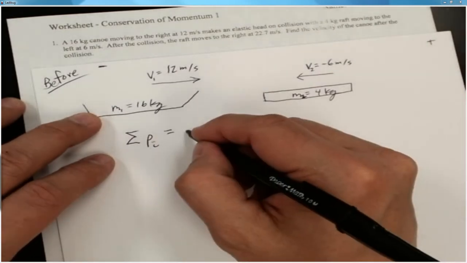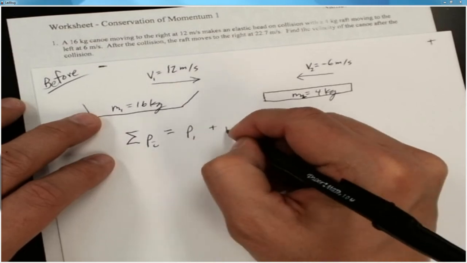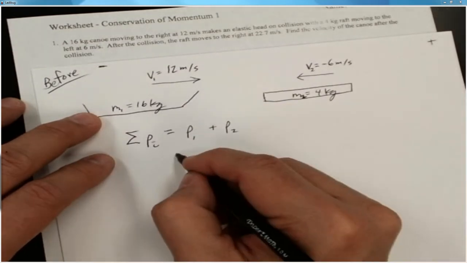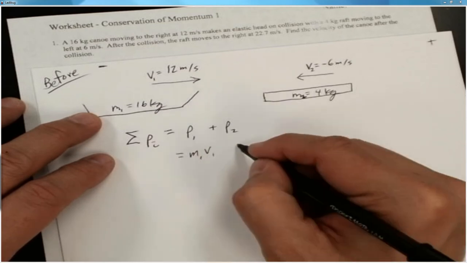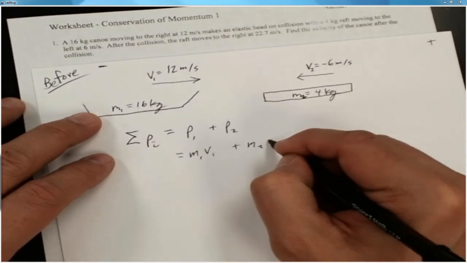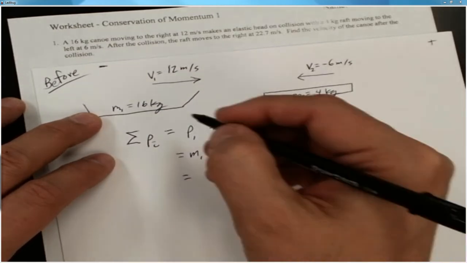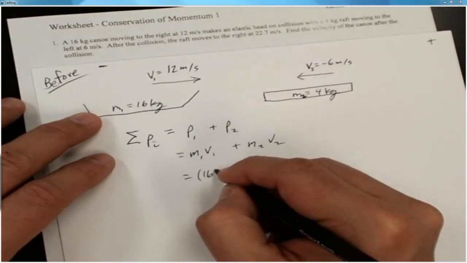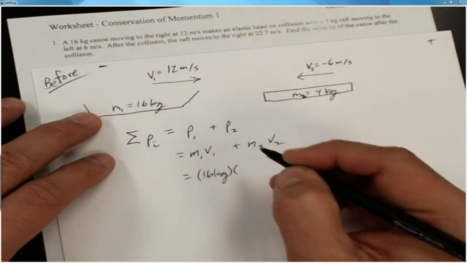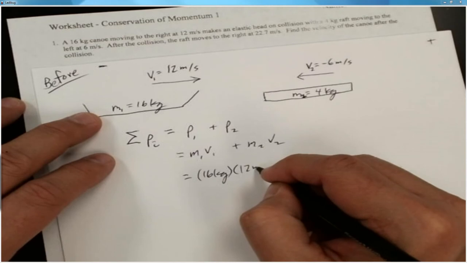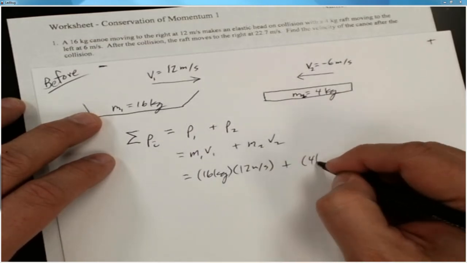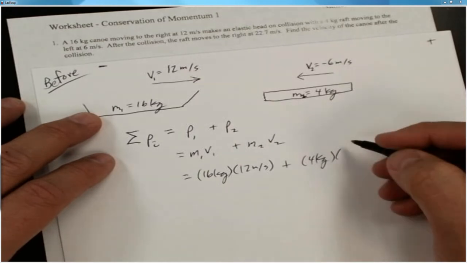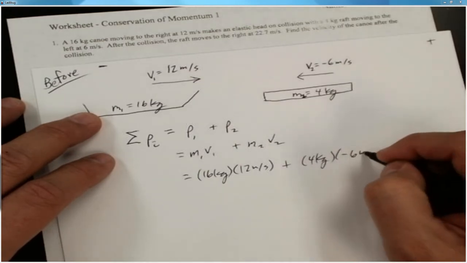So this is going to be P1 plus P2, which is equal to M1 V1 plus M2 V2. M1 is 16 kilograms, and V1 is 12 meters per second, plus M2 is 4 kilograms, and V2 is negative 6 meters per second.